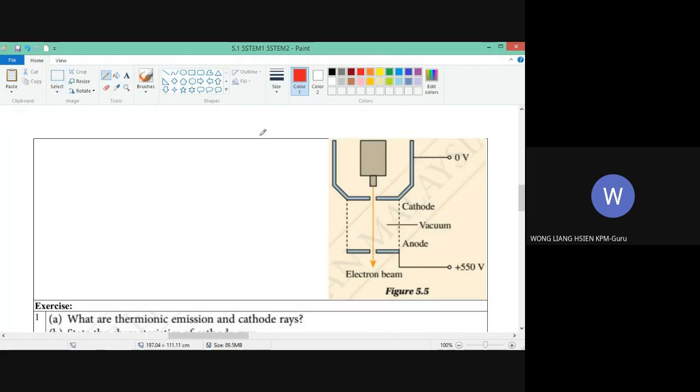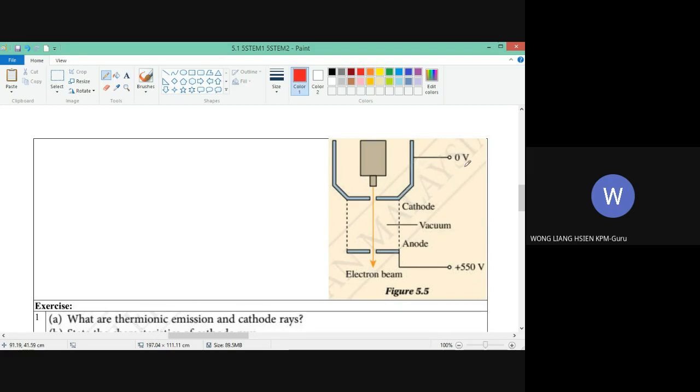Okay, this is the figure 5.5. Here is a cathode, here is an anode. So the electron accelerates between the cathode and the anode. It shows here that the anode is connected to positive 550 volt. Here you see the cathode is connected to 0 volt. For your information, I know that many of you do not know what this means. You see here is 0 volt, here is 550 volt.